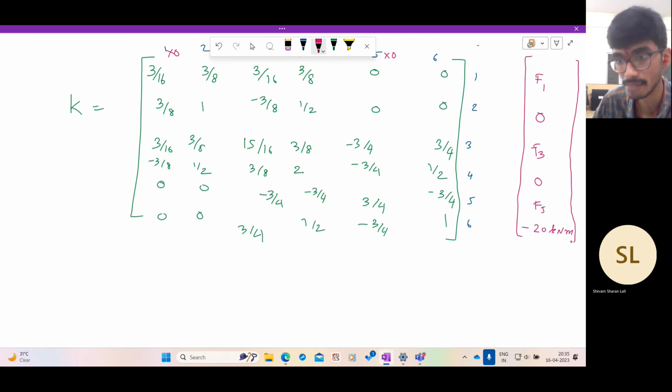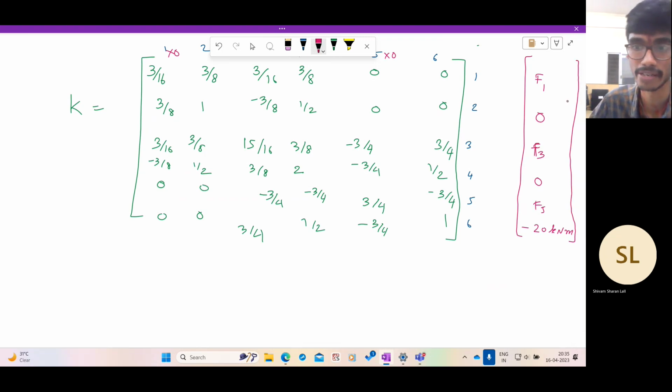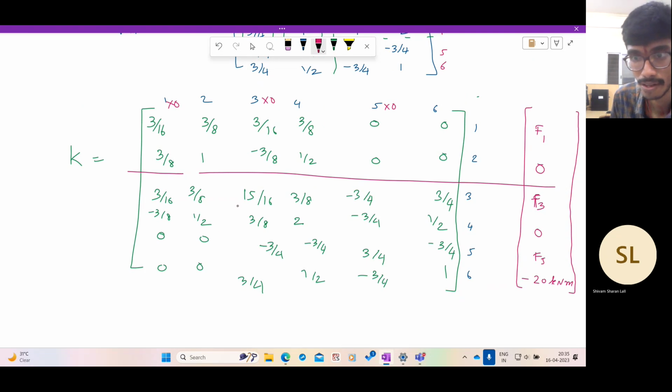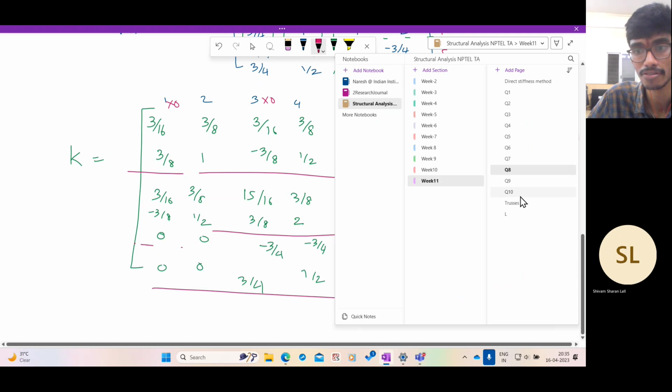So don't consider the internal moments. We are only dealing with the applied moments. Internal moments cancel out each other, so they don't contribute to the equilibrium of the joint. So these equations are fully known. This one, this one, this one, and the sixth equation. So select those and let us write down the reduced system.